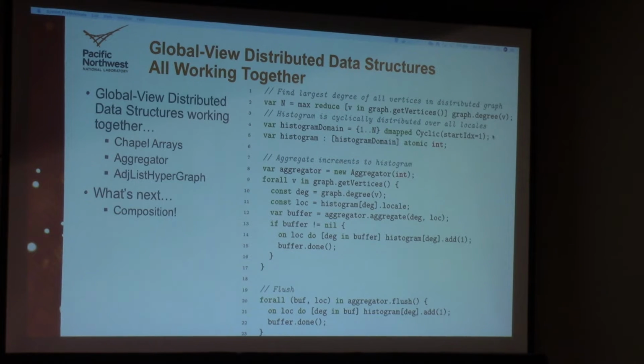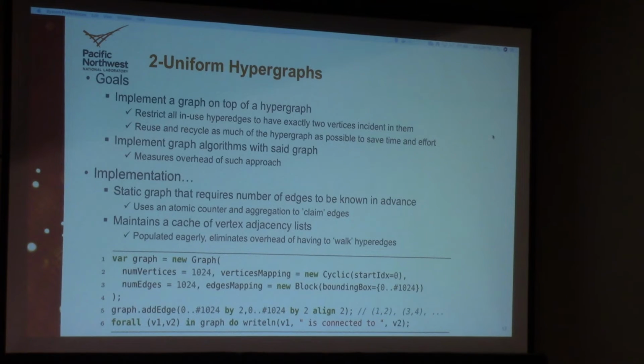And so what's next? You can see that they work together. This is scalable code. What's next? Composition, creating distributed data structures from other distributed data structures. So we have a 2 uniform hypergraph, which we are going to be calling the graph. And as I mentioned before, we have hyperedges which are restricted to 2 vertices.